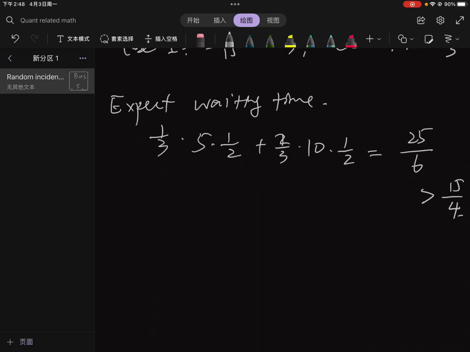You can check that. So this is like a baby version of the random incidence problem. And we notice that you actually don't have the average of these two cases, but the longer the interval, the more possibility you will arrive in that interval.